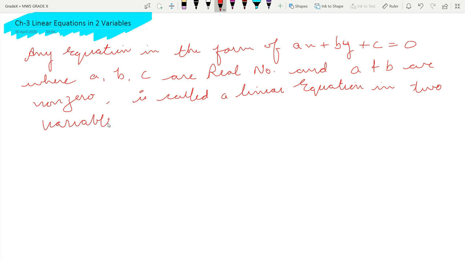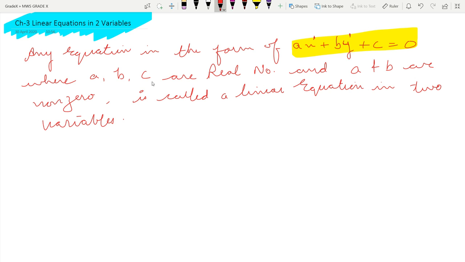Now let me explain this once. Any equation in the form ax plus by plus c equal to 0, where a, b and c are real numbers and x and y are the variables. So there are two variables used in this equation, hence we can say that it is a linear equation. Why do we say linear? Because here the degree of the variable is only 1. If it were 2, then it would convert into a quadratic. So here the degree is 1, that's why it is a linear equation in two variables, because two variables have been used here.